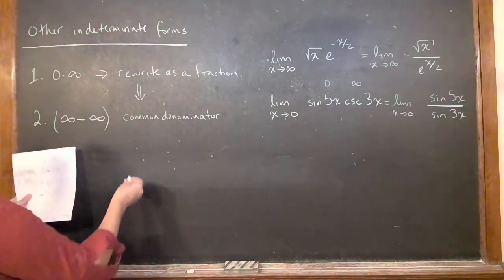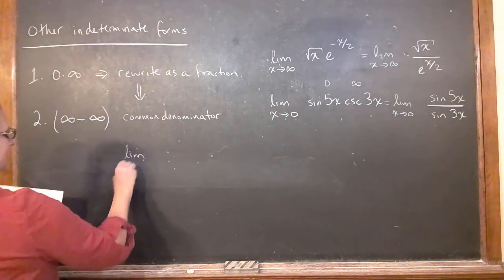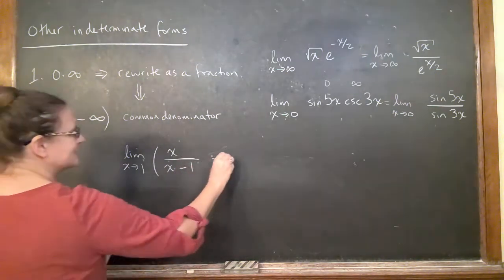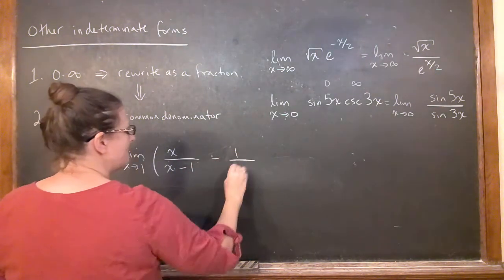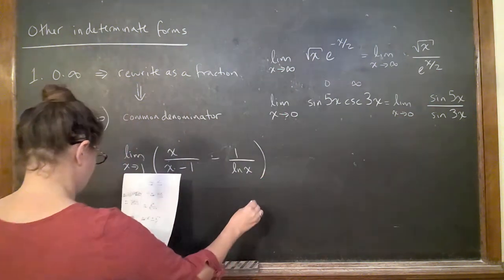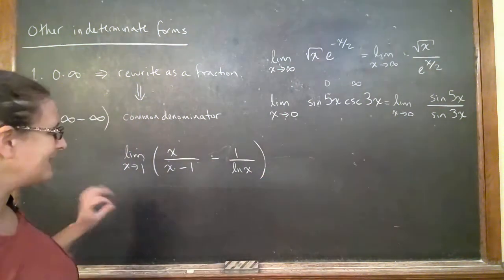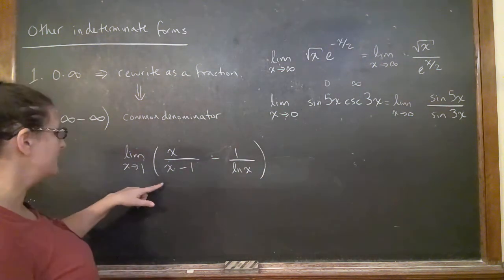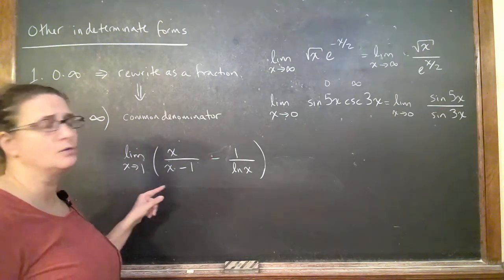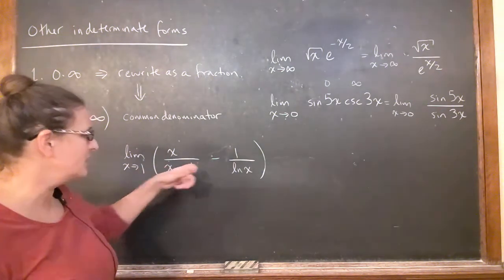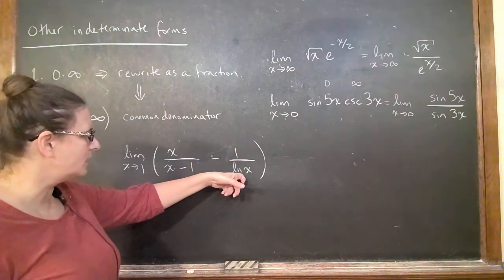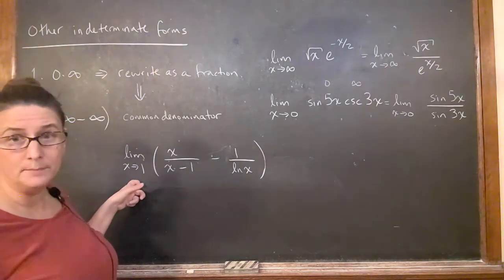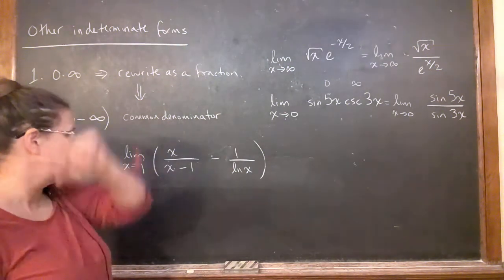Just rewrite it. So here, limit as x goes to 1 of x over x minus 1, this is a very standard kind of example. Okay, so as x goes to 1, this is going to be, of course, 1 over 0, so this one's going to go to infinity, and this one's going to go to 1 over 0, so also going to infinity. So these are like two different functions that both have an asymptote at x equals 1. So we can go ahead and work that out.